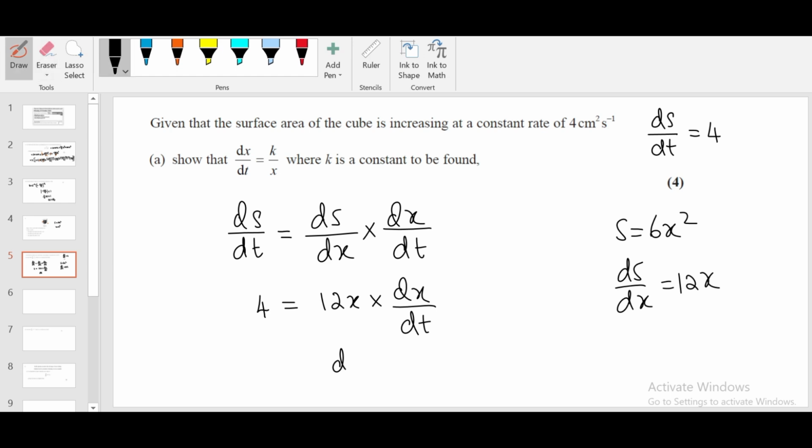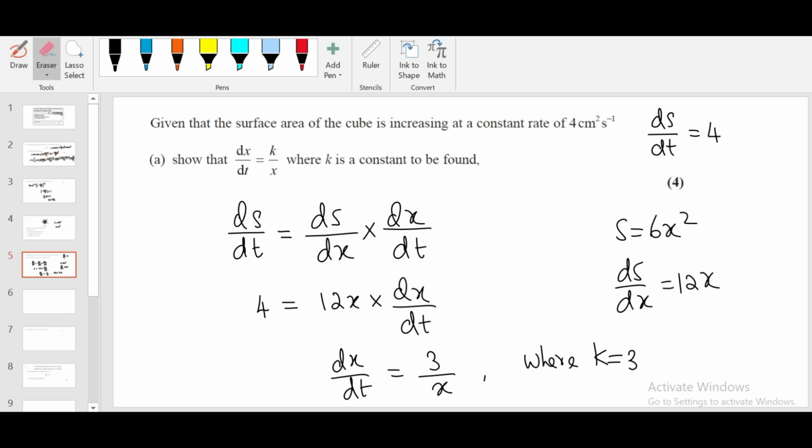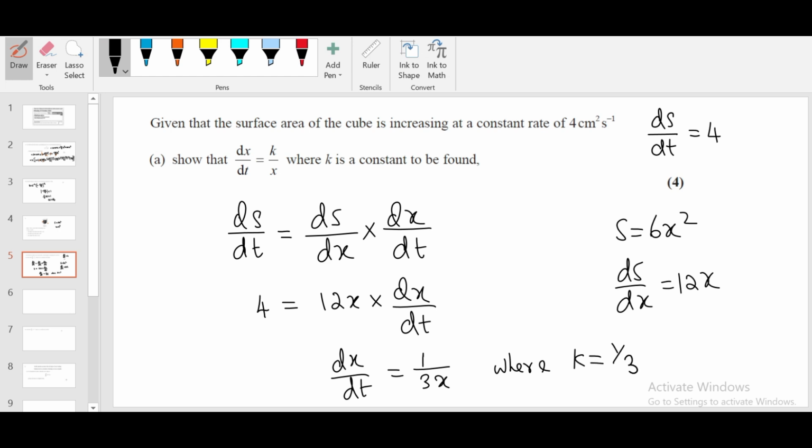dx by dt. You will get 4 over 12x, which is basically 1 over 3x, where k is equal to 4 over 12x, right? So it's going to be 1 over 3x. So k would be, don't put 1, it's 1 over 3. That's all. It's a 4-mark question.